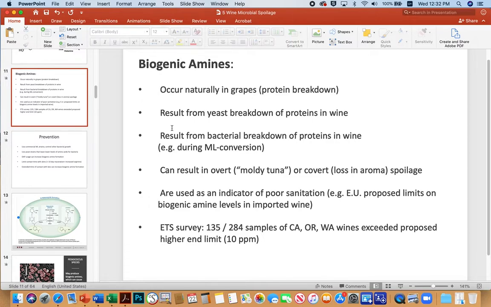Usually they're used as an indicator for poor sanitation, and I put that in here as a European Union limit of roughly 10 parts per million or 10 milligrams per liter. An ETS survey, I thought this was interesting data, that they conducted on 284 samples of different kinds of wines in California, Oregon, and Washington, showed that a pretty significant number of them, at least nearly half of them, exceeded the higher end limit of 10 parts per million or 10 milligrams per liter. Same thing, that's proposed by the EU.